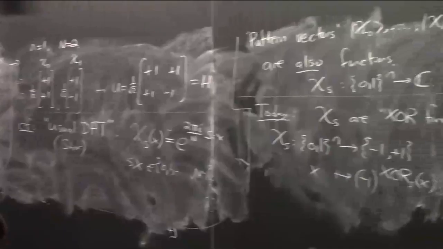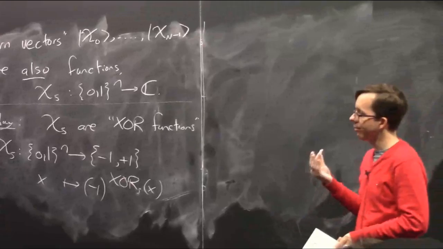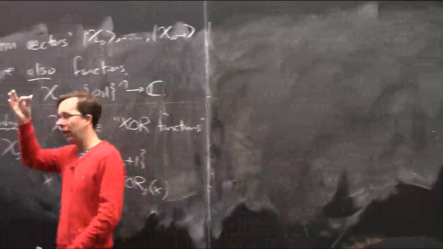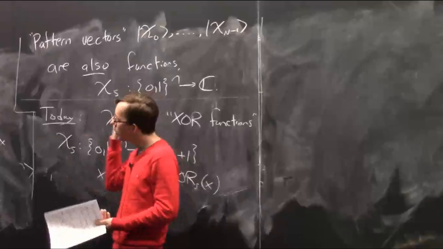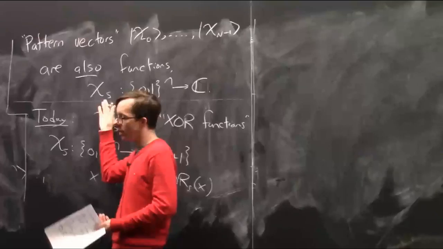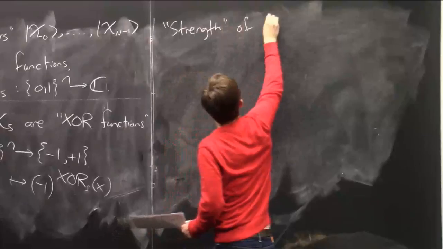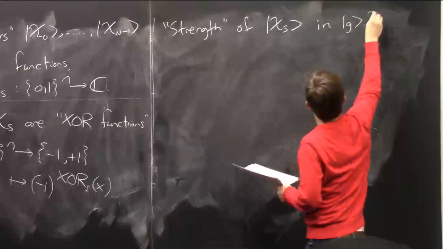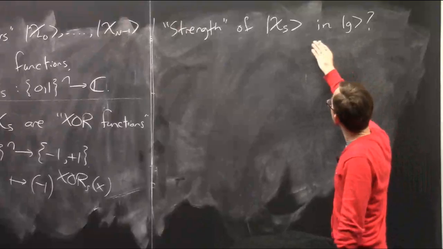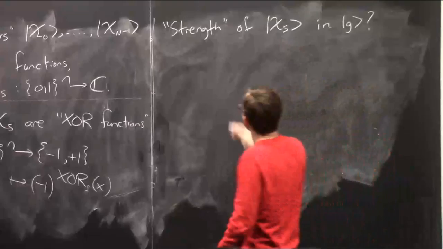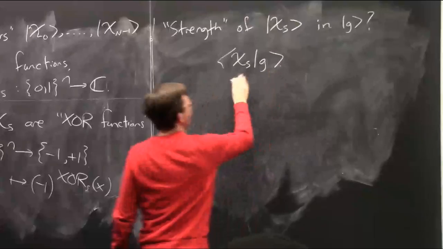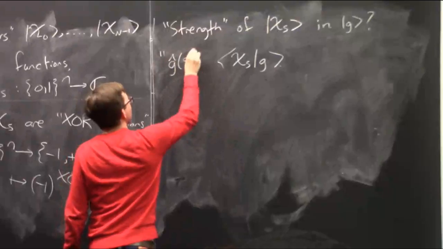But now I just want to go back and revisit this notion of the strength of pattern chi s in a given data vector g, but just think of both of them as functions. So now we should think about what is the strength of this pattern function chi s in this function g. Well, remember, if you think about these as vectors, it's the coefficient of this vector when written in the basis of these vectors. And as we saw before, it's just chi s inner product with g, when these are thought of as vectors. And I also said, if you want, you can introduce this notation.